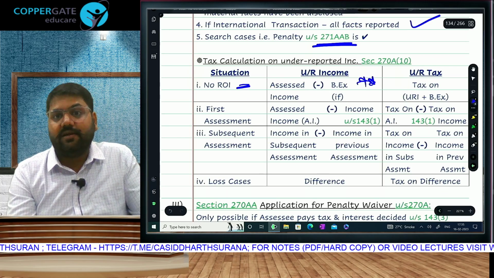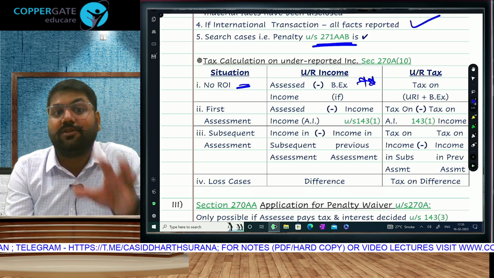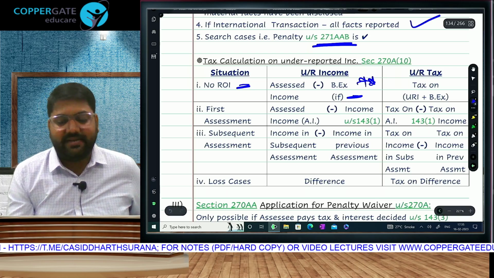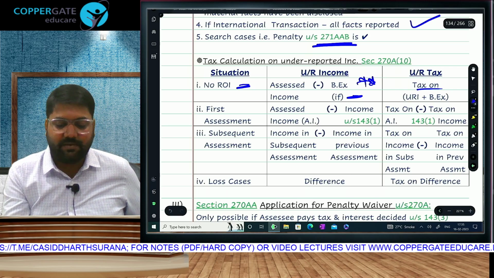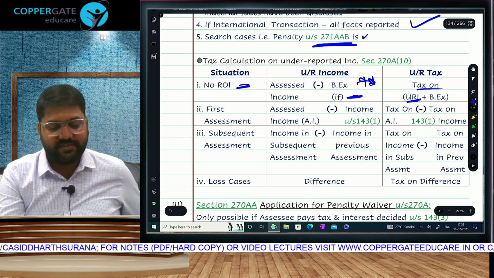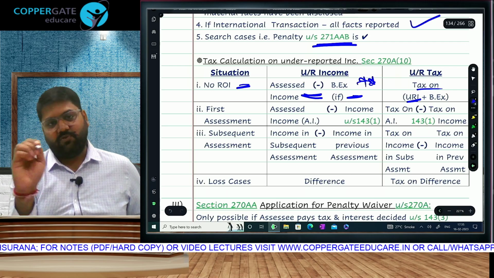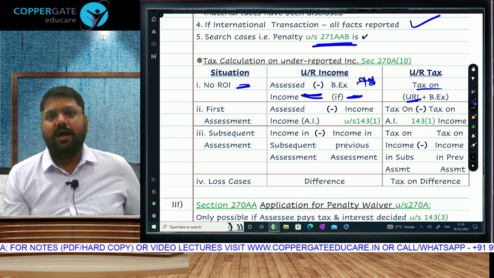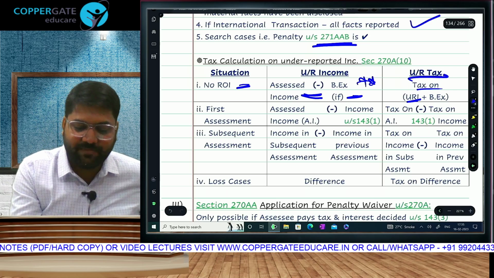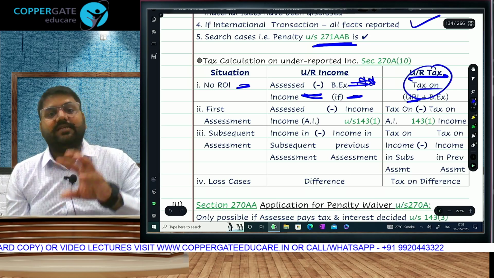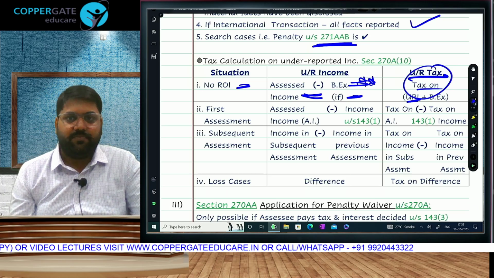For not filing a return, the underreported income is not the assessed income. It is assessed income minus basic exemption. Later, when we calculate tax, that will be on assessed income, because tax on underreported income, which is assessed income minus basic exemption, plus basic exemption, means the basic exemption cancels. Ultimately, tax on assessed income is only the underreported tax. But here you will not go wrong. You will go wrong here. Assessed income minus basic exemption is your underreported income.